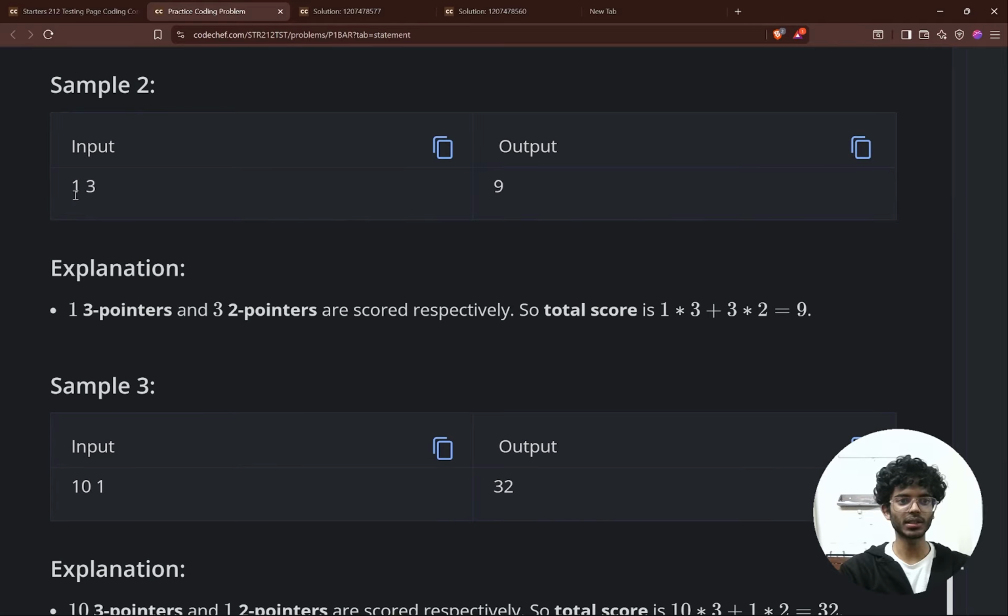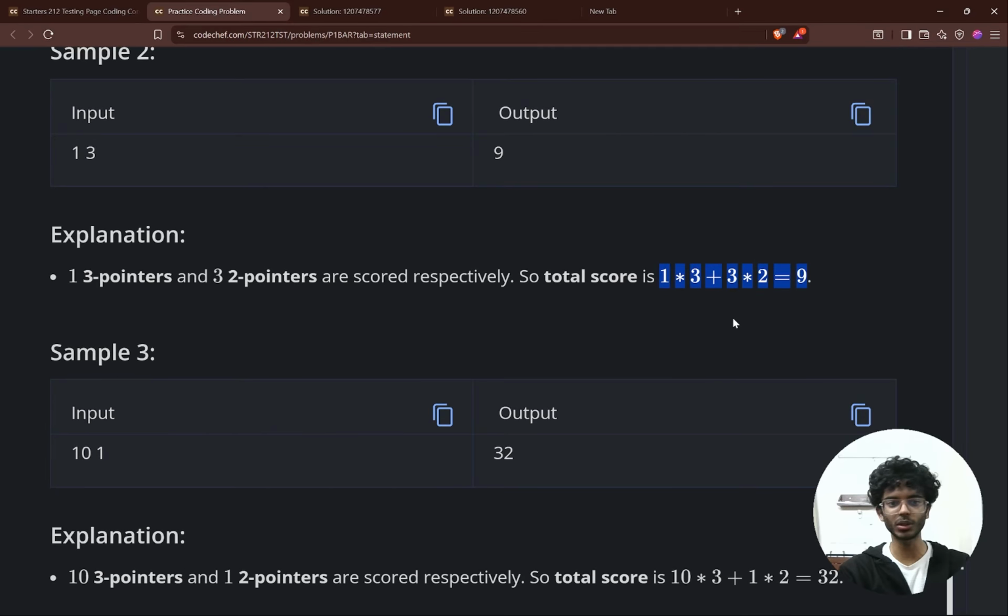In the second input, we have X equal to 1 and Y equal to 3. So the answer would be 3 times 1, which is 3, plus 2 times 3, which is 6. So the total is 3 plus 6, which is equal to 9. In the third input, the team scored 10 three pointers and 1 two pointer. So the total score would be 10 times 3, which is 30, plus 2 times 1, which is 2. So 30 plus 2, that is 32.